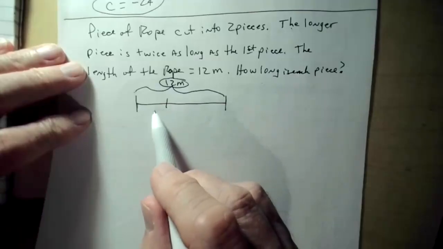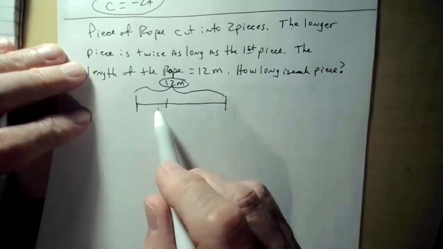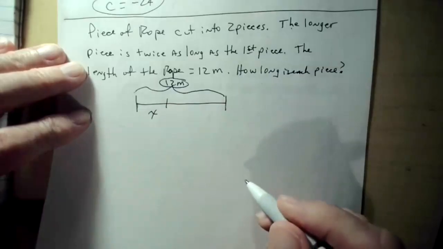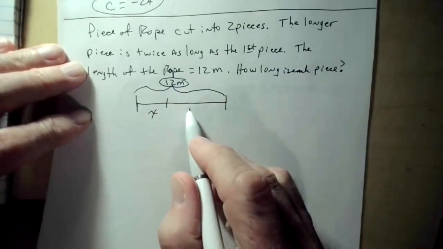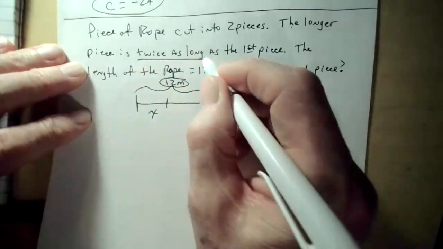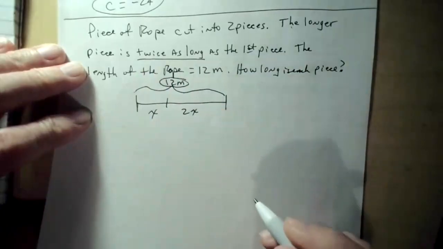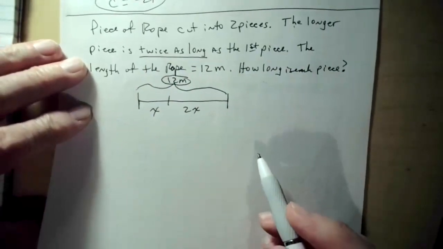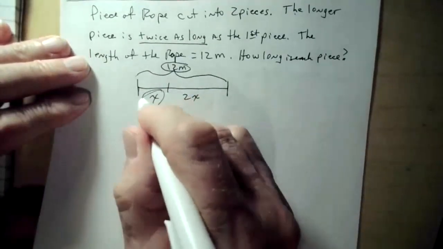The second piece, this is the most difficult part of this, I think. The second piece is twice as long as the first piece. So how long is the first piece? X. And how long is the second piece? The second piece is twice as long. Right?